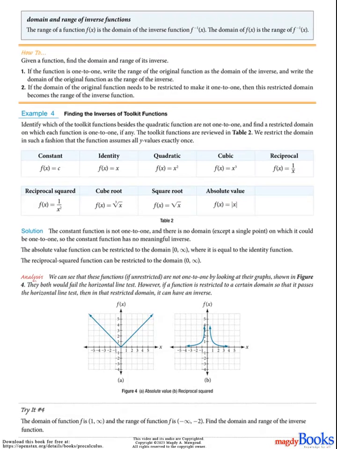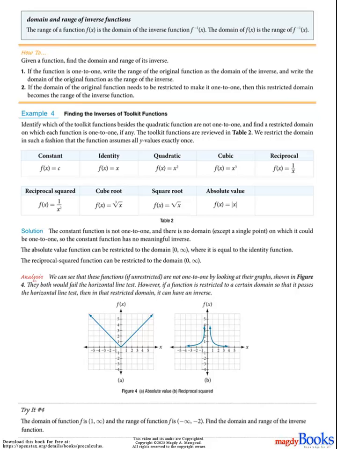However, on any one domain, the original function still has only one unique inverse. Domain and range of inverse functions. The range of a function f(x) is the domain of the inverse function f⁻¹(x). The domain of f(x) is the range of f⁻¹(x). How to: given a function, find the domain and range of its inverse. 1. If the function is one-to-one, write the range of the original function as the domain of the inverse, and write the domain of the original function as the range of the inverse.